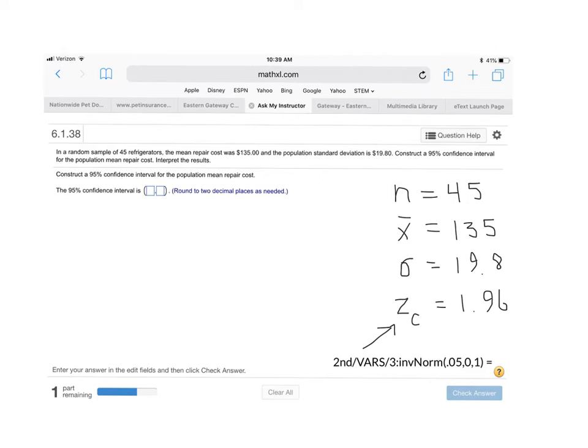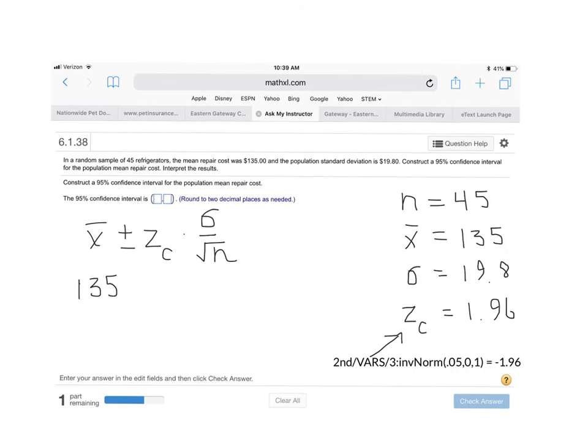Well, this will give the lower critical value. So the critical value of negative 1.96. We know one of them is negative and one of them is positive because of the plus or minus in front of the margin of error portion of our confidence interval. So back to our formula again.